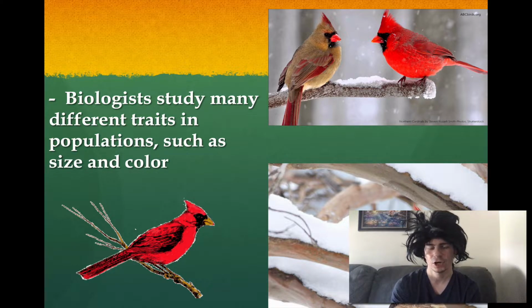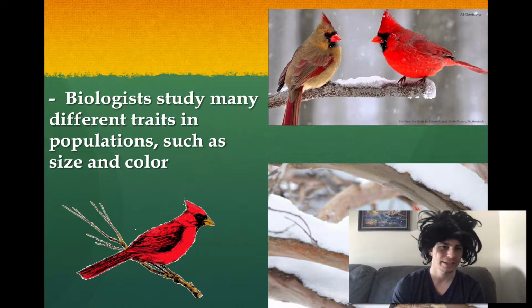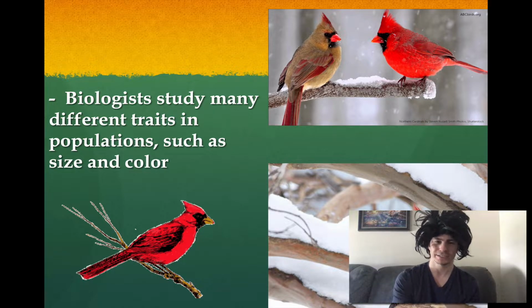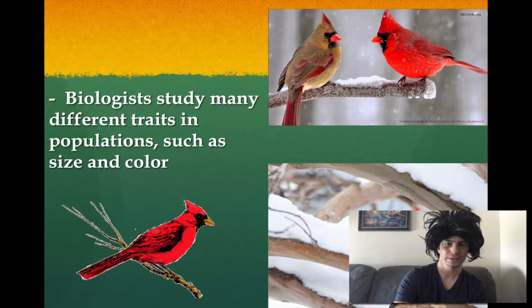So biologists, they study a lot of different traits in populations. That way they can see, okay, which ones are still around in years to come and which ones went away. And why did those traits go away? Why are they, like, not the organisms extinct, but why are those traits extinct?